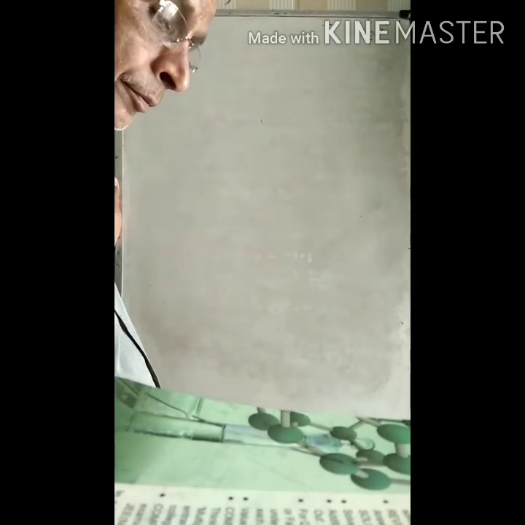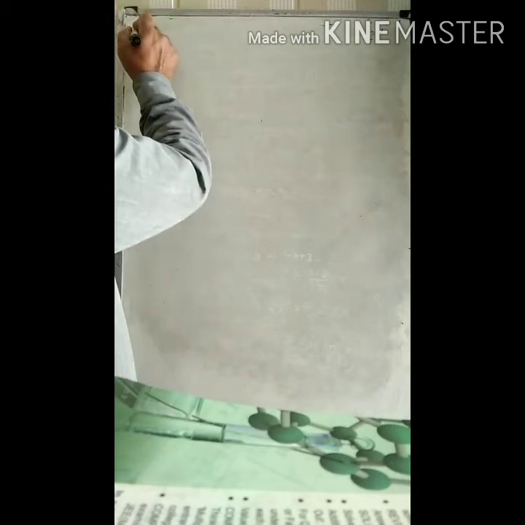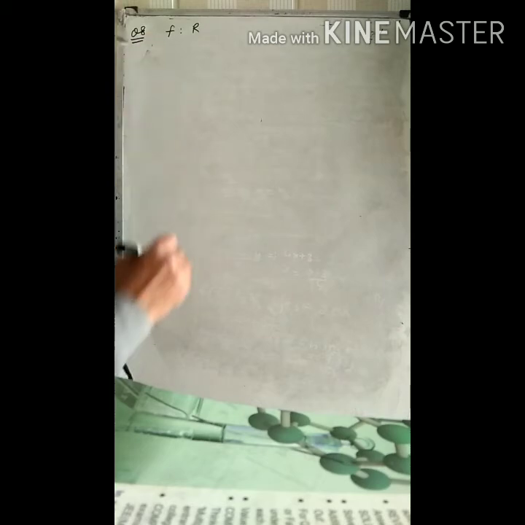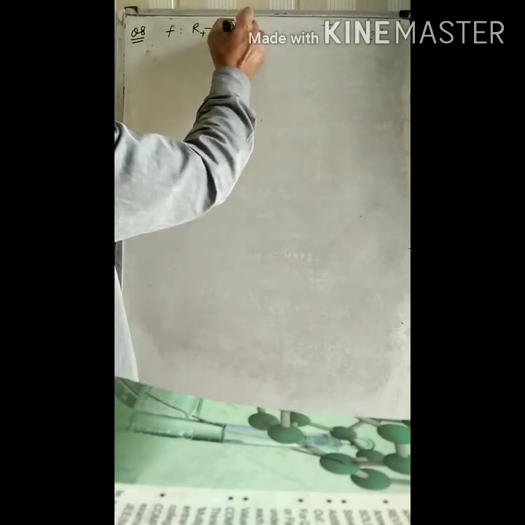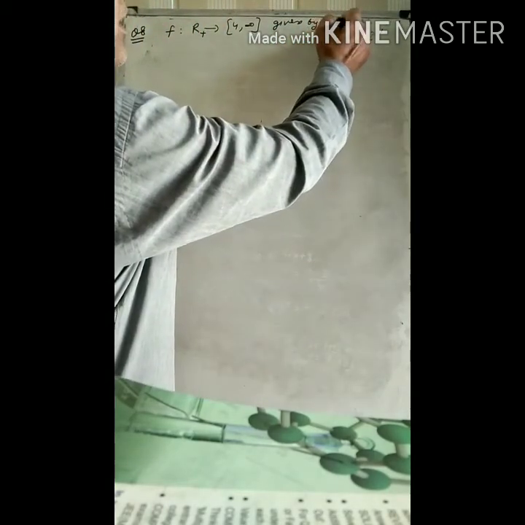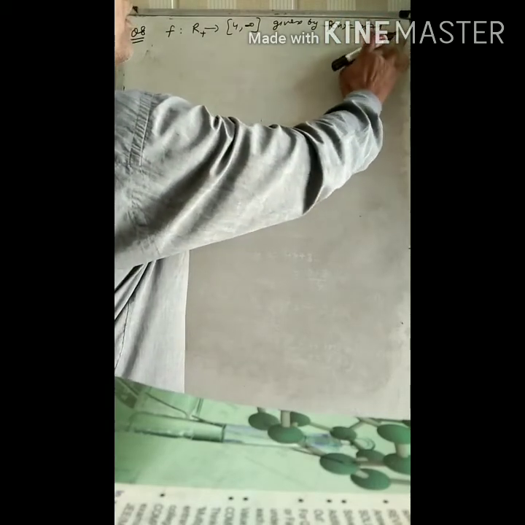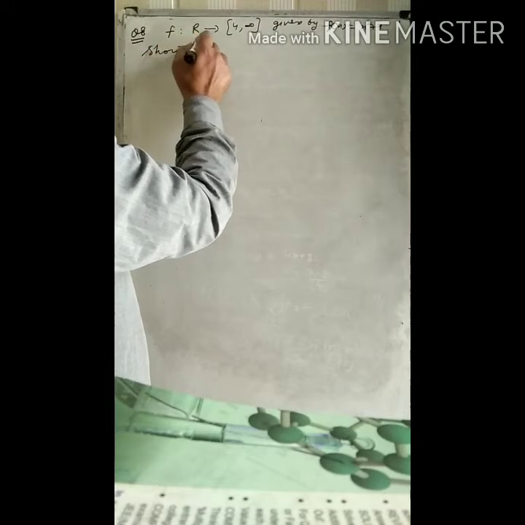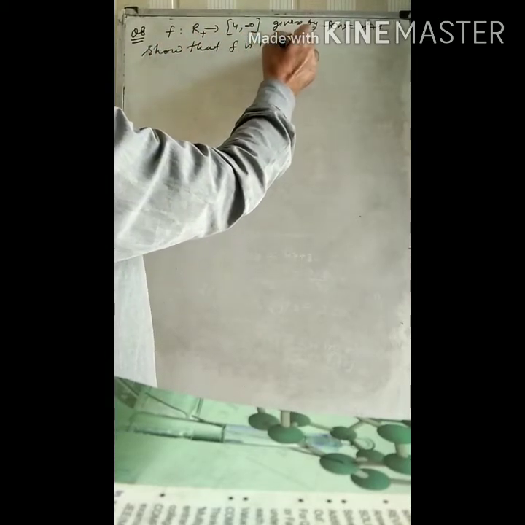Question number 8. Consider the function f from R positive, that is positive real numbers, to [4, infinity), given by f(x) is equal to x square plus 4, so that f is invertible. To find f inverse.